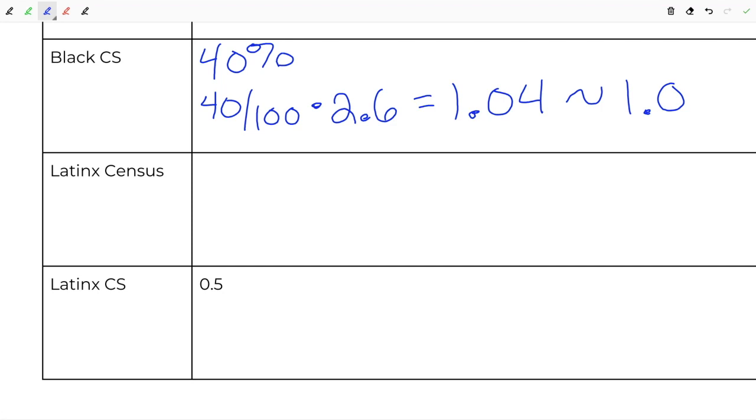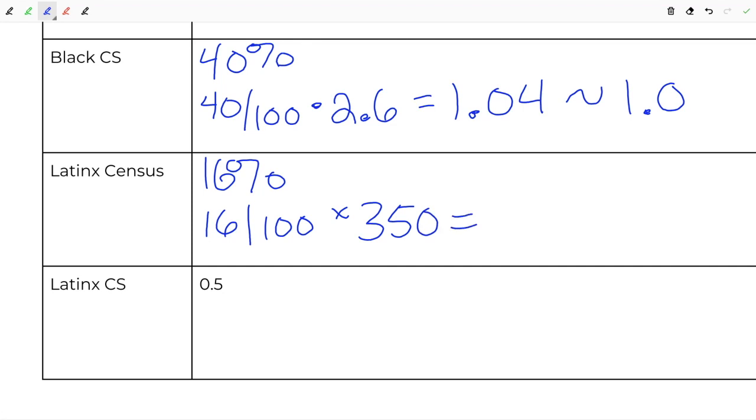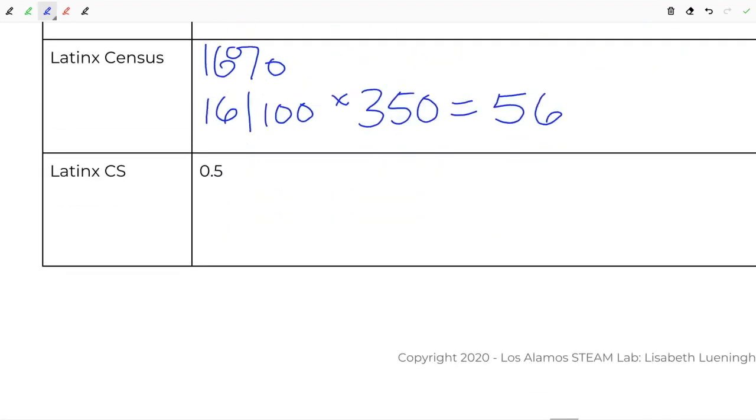How many of the people on our lawn are Latinx? And that is going to be 16% of them. So 16 of 100 times 350 is 56 of them. And then we already know that 0.5 of the people in the correctional system on our lawn are Latinx. Okay, final problem.